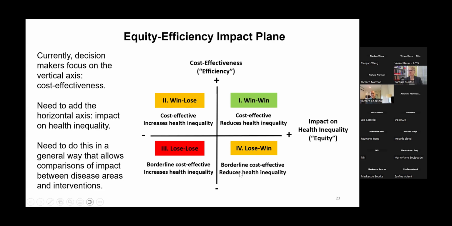Or you've got the other thing, a new drugs type thing, really expensive, not cost effective, but it really benefits disadvantaged groups. So maybe we're willing to pay a bit more for that. Money where our mouth is. And that's where the equity weights come in. Okay, so that's the plane.